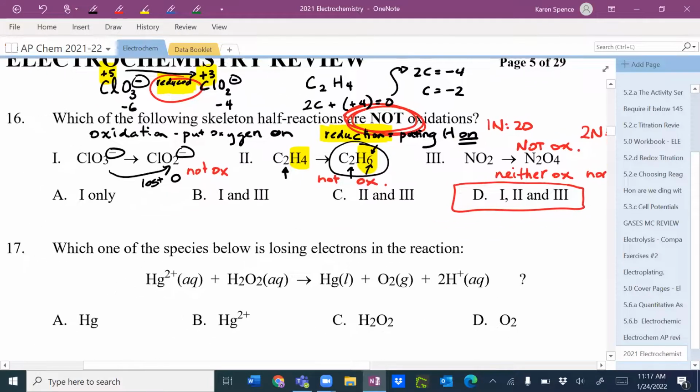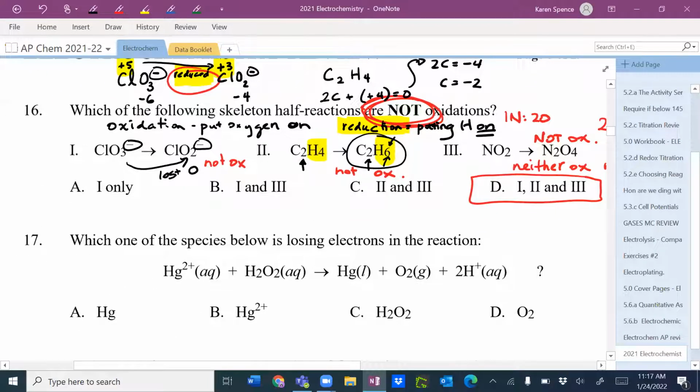I hate it when they have those negatives in there. It messes me around. Okay, that takes care of 16.